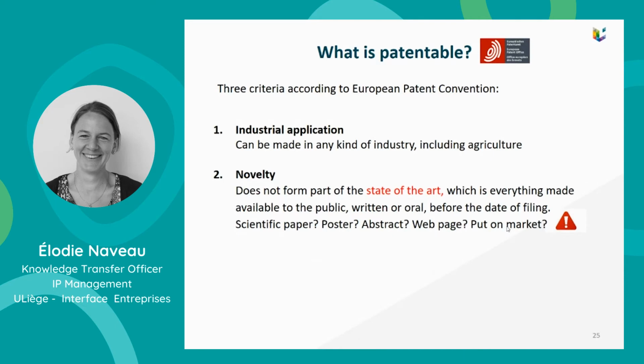And if in this abstract you tell the main features of your invention, it will not be new anymore, because this abstract will be available on the web page of the conference, will be published in the proceedings, and so that's something that can be problematic. So if you need to write an abstract, and we know that it's something that is important for researchers, think about not revealing the main features of your invention.